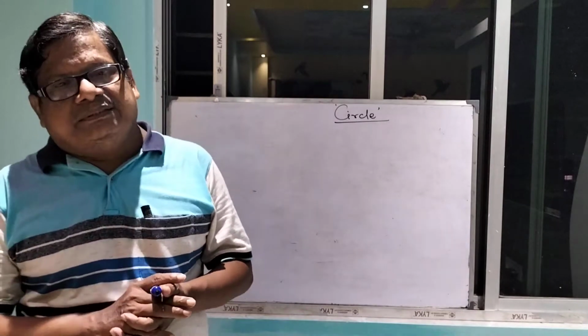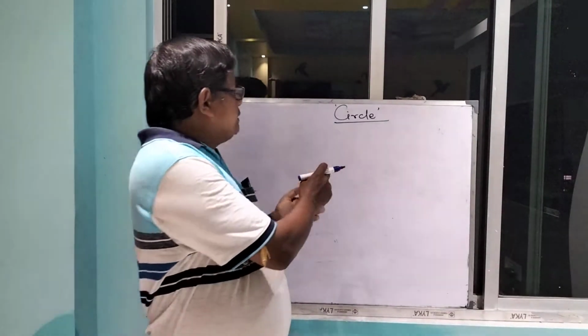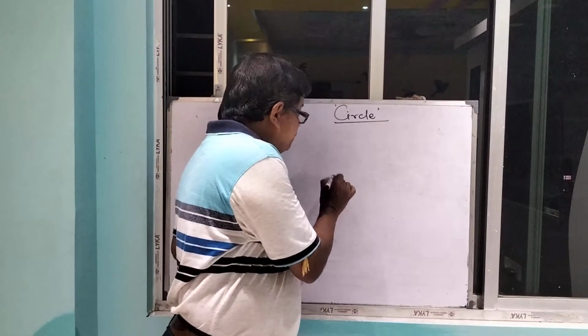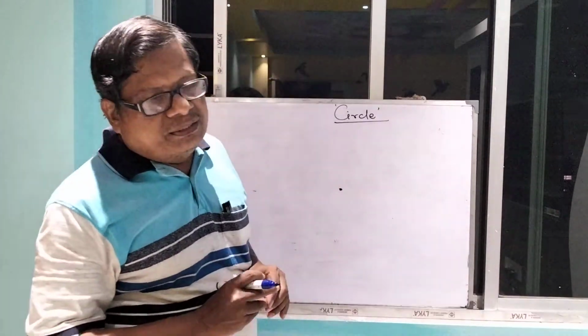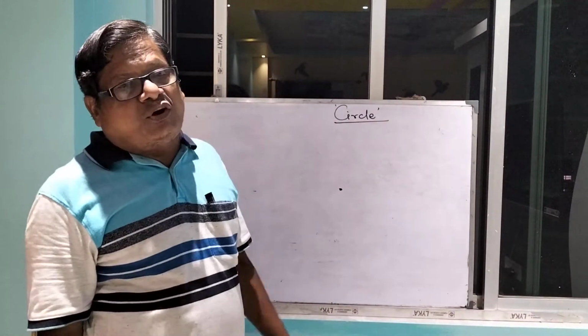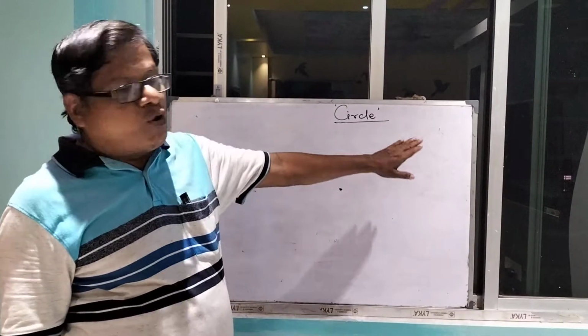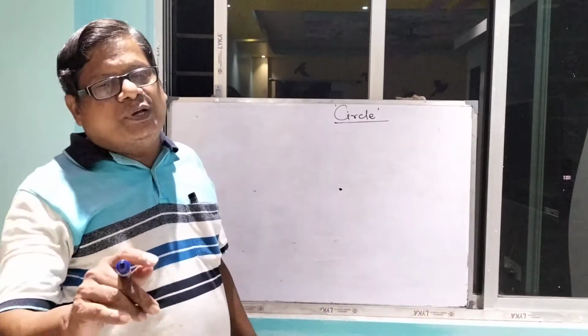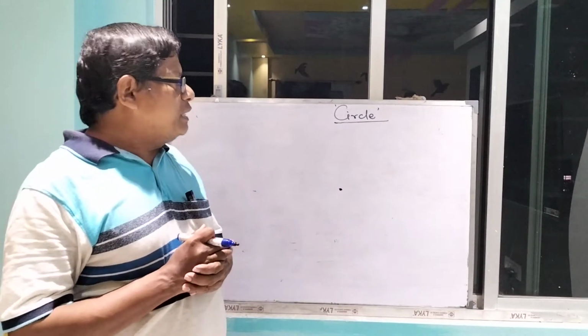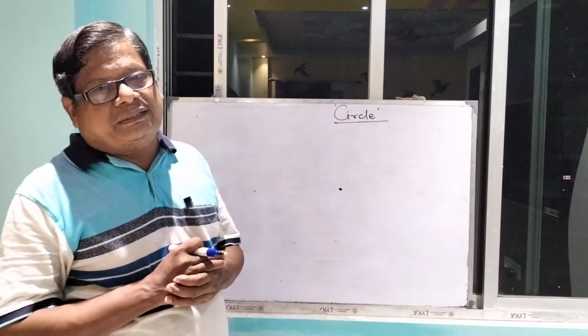So all of you know the definition of the circle, no? A point moves in such a way that one fixed point is given, and the distance from the fixed point to the moving point is always the same. Then the locus, that means the path covered by the moving point, forms one curve, which is known as a circle.